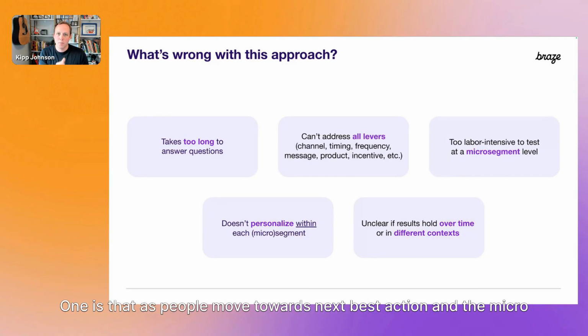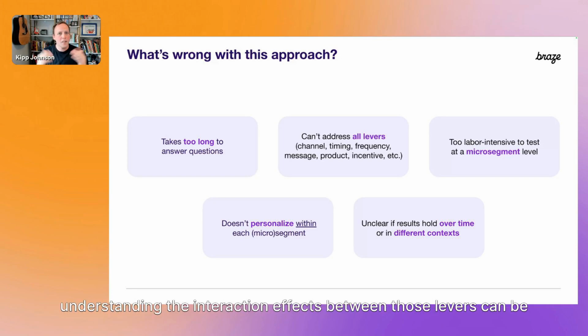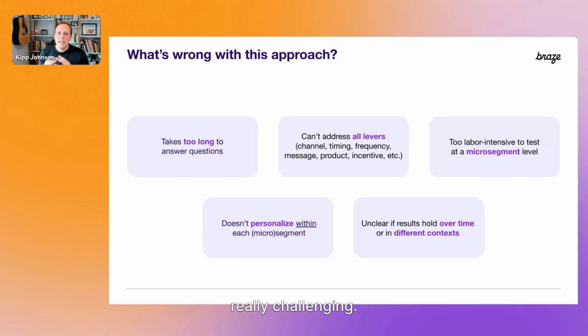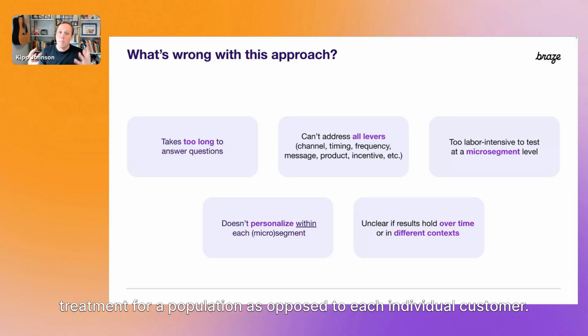One is that as people move towards next best action and a microsegment approach, typically it takes a really long time to answer questions. Typically, it's really hard to address all of the different levers that you can pull to find the best intervention for each customer, and understanding the interaction effects between those levers can be really challenging. It becomes very labor intensive for your marketing operations team if you have a lot of microsegments to manage. And at the end of the day, you're still not personalizing on a one-to-one basis. You are, by definition, figuring out what is the best treatment for a population as opposed to each individual customer.